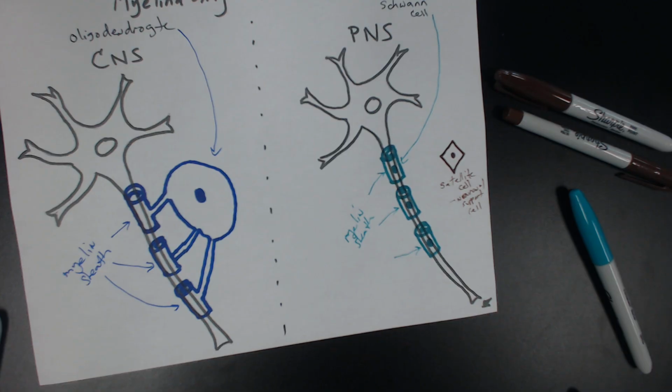Any kind of supportive function, you should know that's the satellite cell. Just a different kind of glial cell. The two different kinds of glial cells that we saw in the PNS are the Schwann cell and the satellite cell. All the other cells we talked about are specific to the CNS.